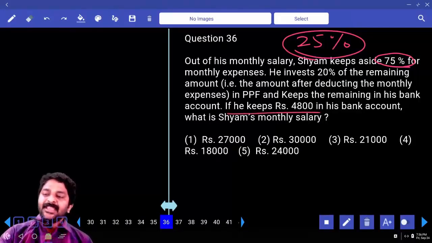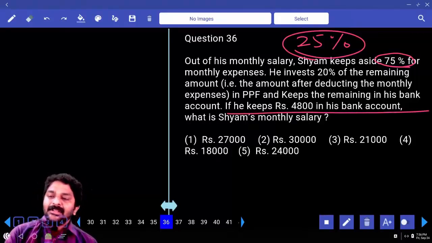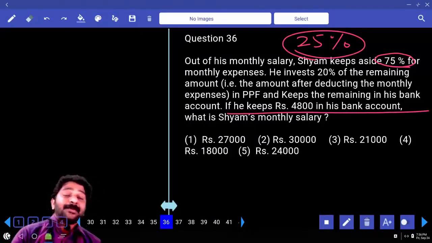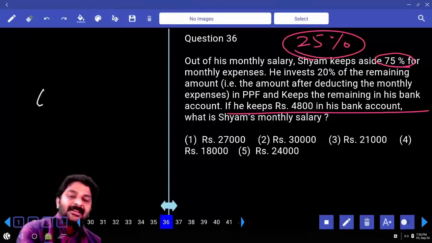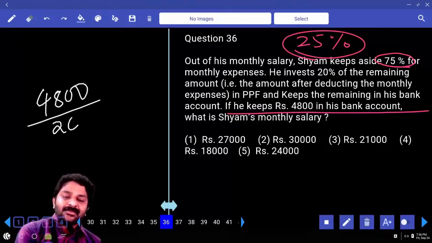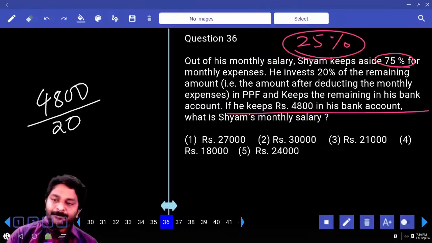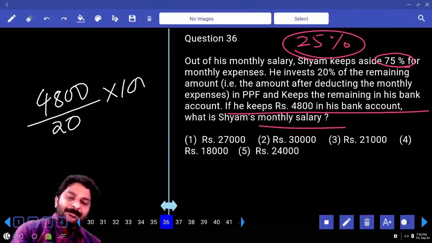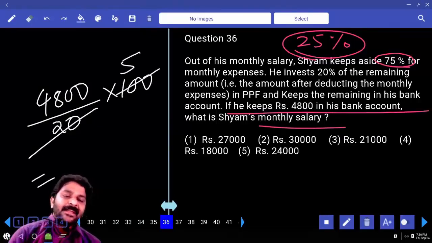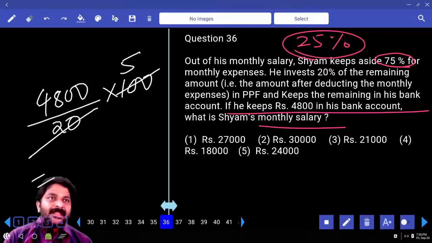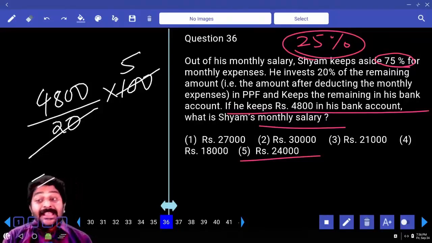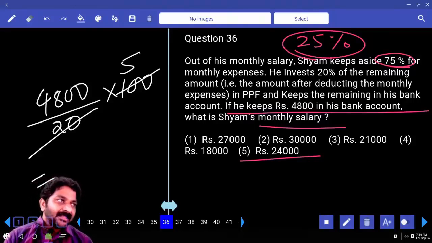20% is left. If he keeps 4,800 in the bank account, how much percentage is deposited? 20%. 4,800 is equal to 20%. 1% is 4,800 by 20. And Shyam's monthly salary is 100%, so 5 times of 20. 5 times of any number is half of 10 times only. 10 times is 48,000. Half of that is 24,000. Fifth option, final answer. Are you done? Sometimes for these types of questions, they will ask you to calculate yearly salary, not monthly salary. In such case, you need to multiply it again with 12.